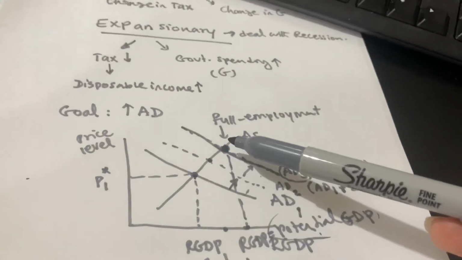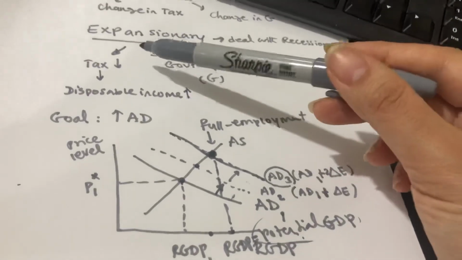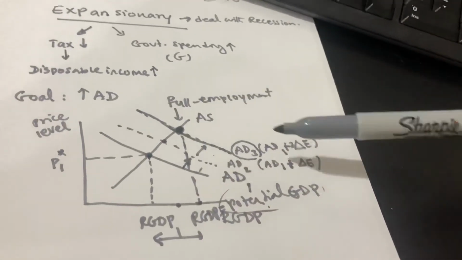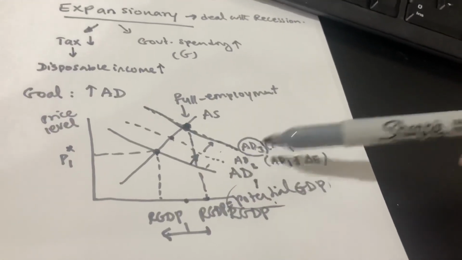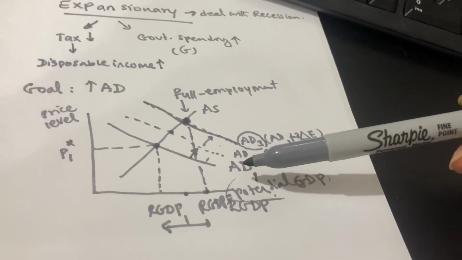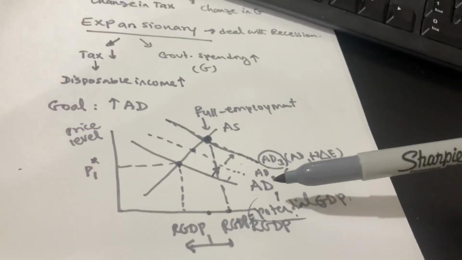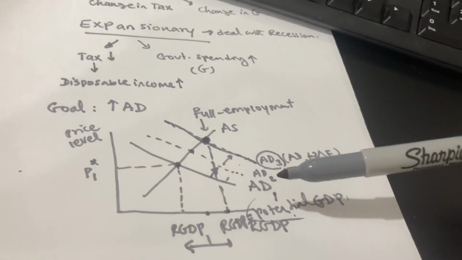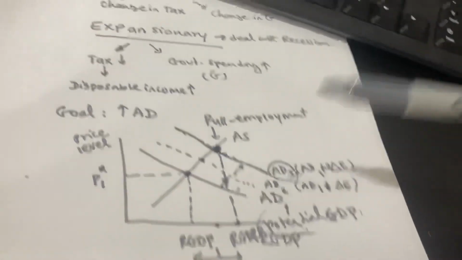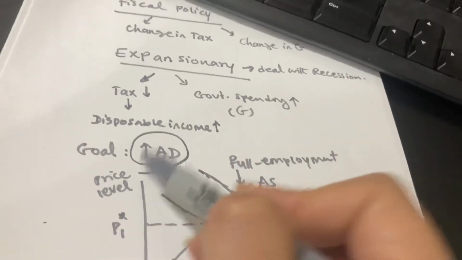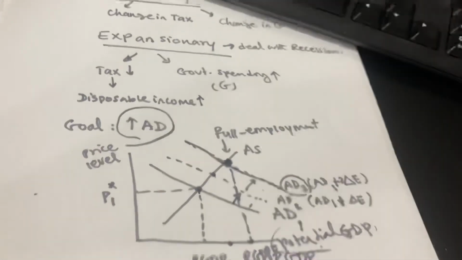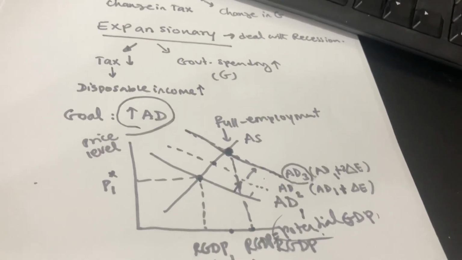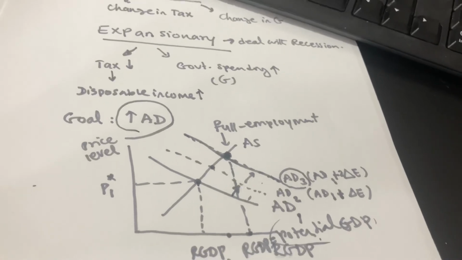So because we had recession, a tax cut or increasing government spending, both can increase the aggregate demand. And this is how the aggregate demand is changing. You can think about the contractionary fiscal policy. When the government tries to reduce the aggregate demand, the goal is to reduce the aggregate demand because we have inflation. The government is trying to deal with inflation. So the government goal will be to reduce the aggregate demand.